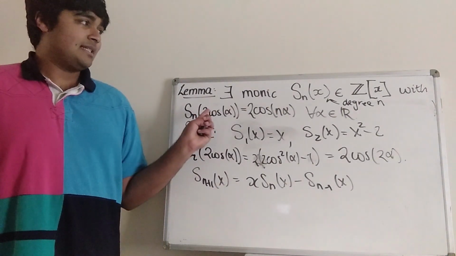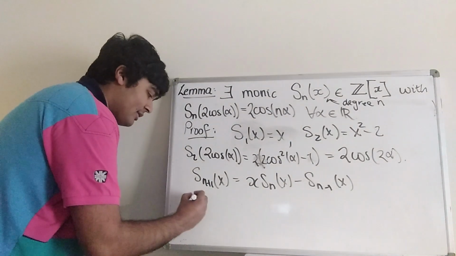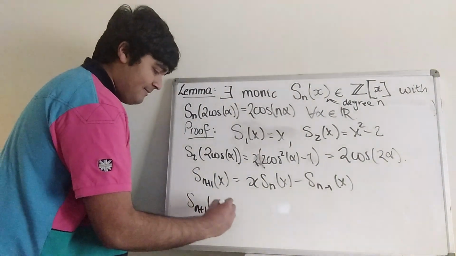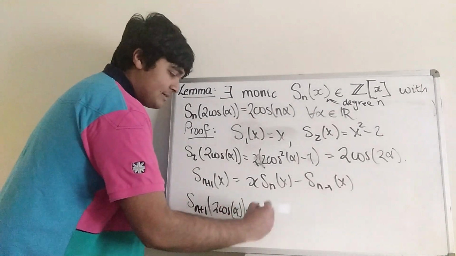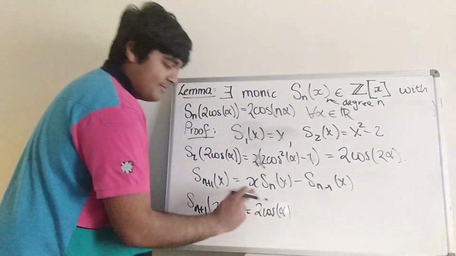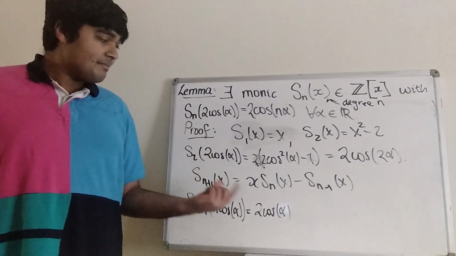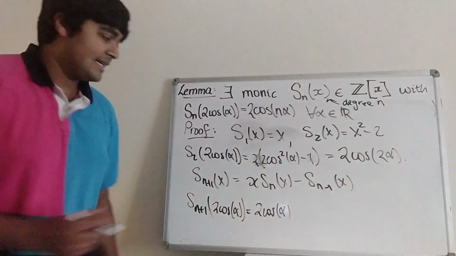Okay, and we just have to check this property here, and that kind of just follows from the double angle formula. So Sn plus 1 of 2 cos alpha is equal to 2 cos alpha from this x here, times Sn of 2 cos alpha, but by assumption, that's just going to be 2 cos n alpha.